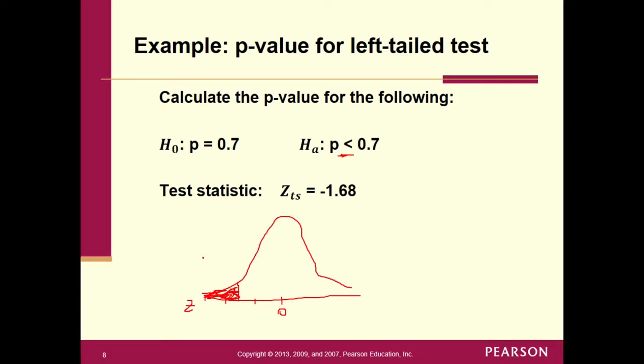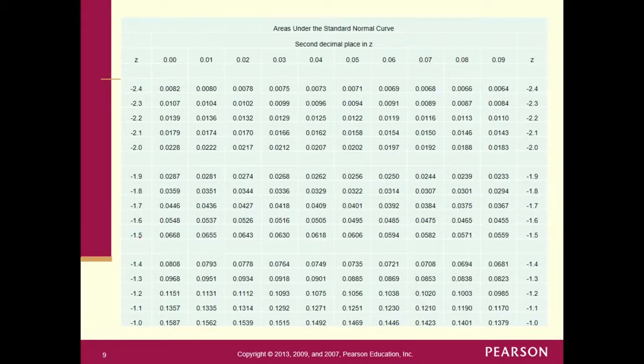So we'll see. So -1.68, -1.6, here's 0.8, you see where that comes together, and that would be our p-value then, for -1.68. So left-tailed, you just look it up, okay?